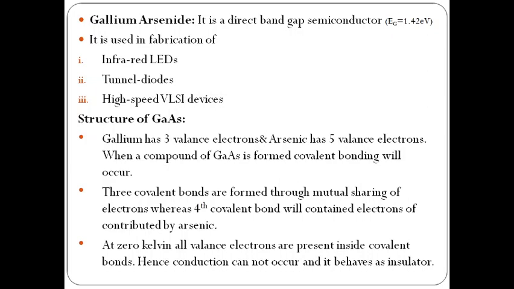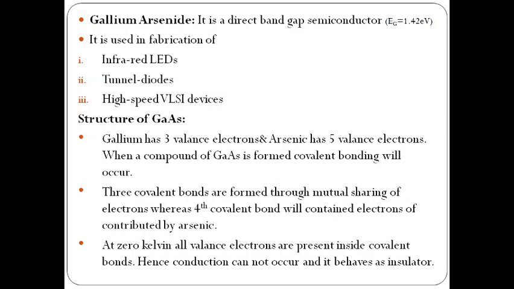Gallium arsenide is a direct bandgap semiconductor. The energy bandgap is about 1.42 electron volt. So it is used in the fabrication of IR LEDs, tunnel diodes, and high speed VLSI devices. The structure of gallium arsenide: gallium is a third group element, so gallium has 3 valence electrons and arsenic has 5 valence electrons because it is a fifth group element. The compound gallium arsenide, the compound material.